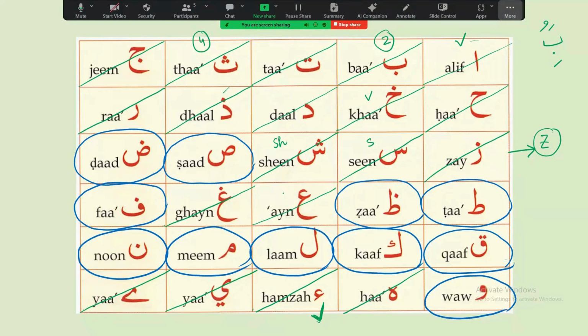The next we covered is this letter and this letter, which again are two letters of the throat, being ayn and ghayn.